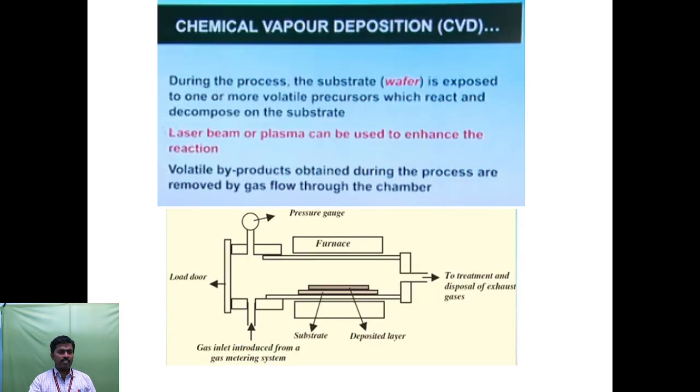So, the schematic representation of chemical vapor deposition. During the chemical vapor deposition process, the substrate is exposed to one or more volatile precursors which react and decompose on the substrate. The laser beam or plasma can be used to enhance the reaction. The volatile byproducts obtained during the process are removed by gas flow through the chamber.